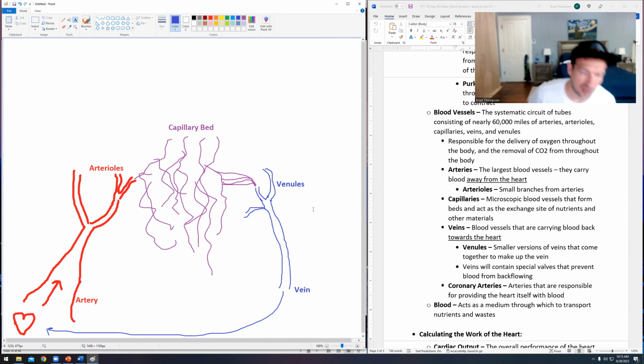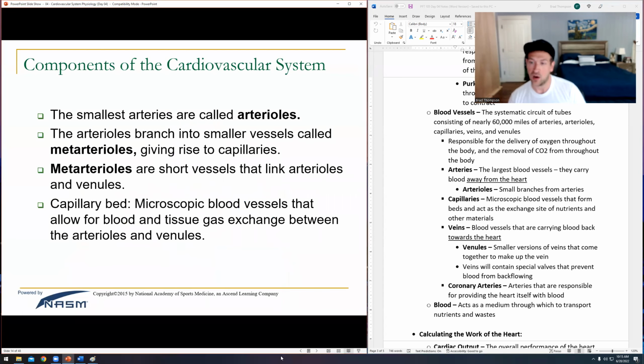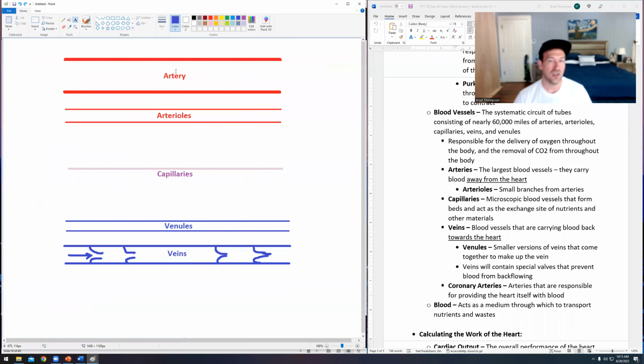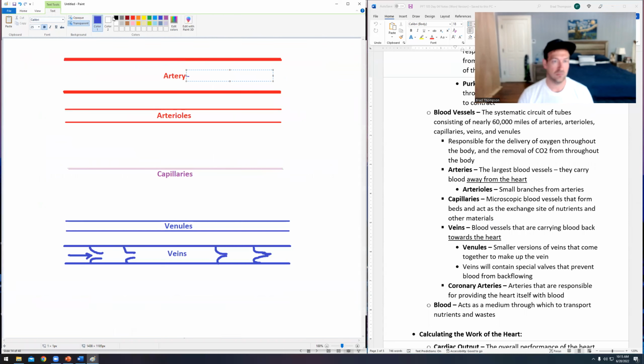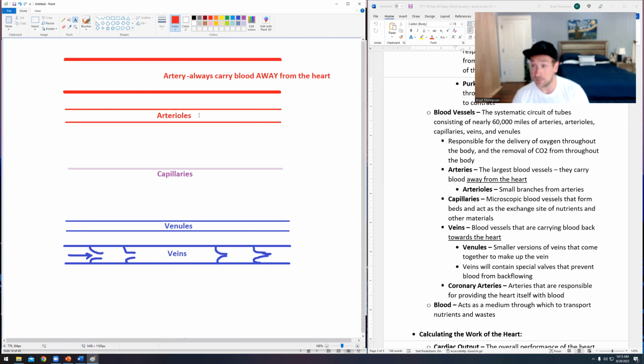So here's what you need to remember, because we want to remember what our blood vessels do. Arteries are always carrying blood away from the heart. That's the thing I want you to remember. Okay, so we go back to this picture here. Arteries always carry blood away from the heart. Okay, that's what an artery does. It always carries blood away from the heart. Same thing is true of arterioles. Veins, oh, I realized that I didn't think this through all the way.